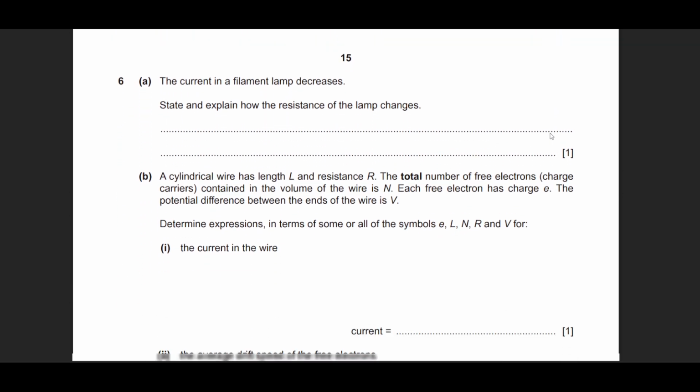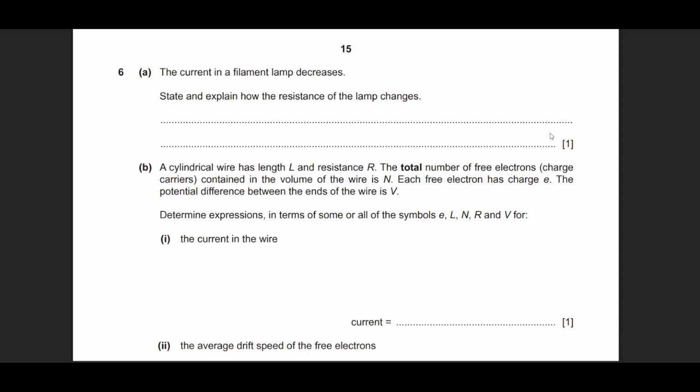Okay. The current in the lamp decreases. State and explain how the resistance may have changed. Very simple. If the lamp current has decreased, the temperature would have decreased. It would have reduced its heating effect. The temperature decreases and its resistance also decreases. And we know that for any conductor or a filament lamp, the temperature is proportional to its resistance. Higher the resistance, more energy it will transfer or convert as heat. It will start heating up.